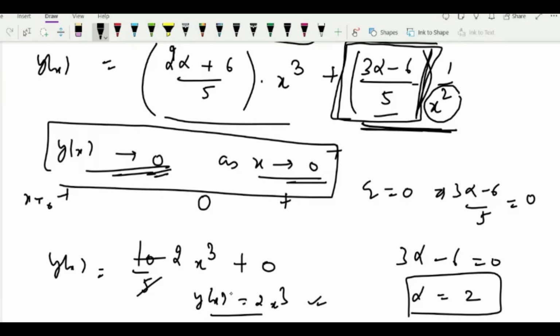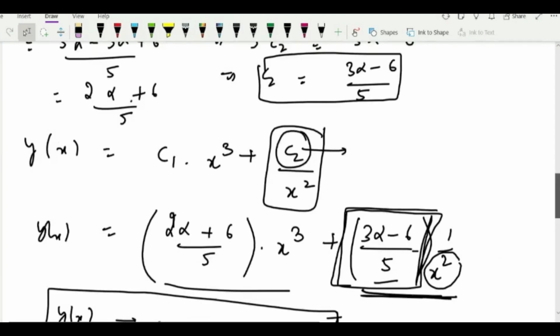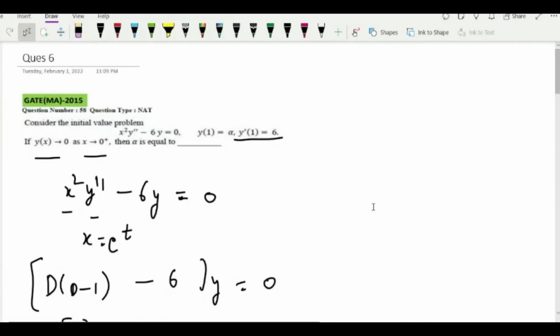This part must be 0. The constant must be 0. And by substituting 3 alpha minus 6 is equal to 0, we get the value of alpha, and the question also requires the value of alpha. So this is the required solution. So these all are the questions from previous years, and there are so many other questions on this topic.